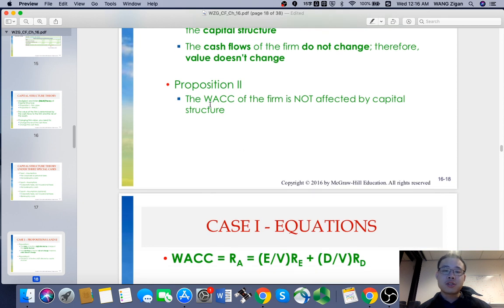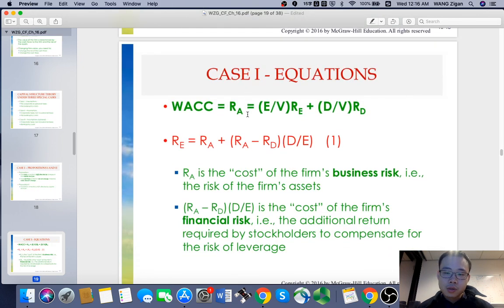Proposition 2 is that the WACC, the weighted average cost of capital of the firm, is not affected by the capital structure. Okay. I will first go over this slide, then we will go to my notes, because I think my notes are clearer, easier to understand than this slide. This is my personal opinion. Probably you think the textbook and this slide are clearer. So it totally depends on you.